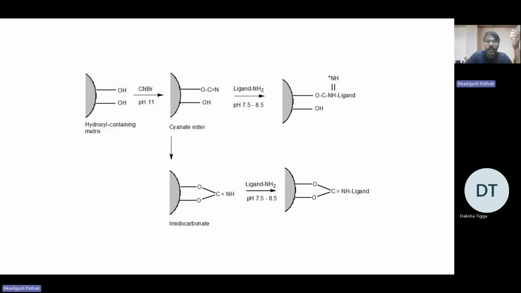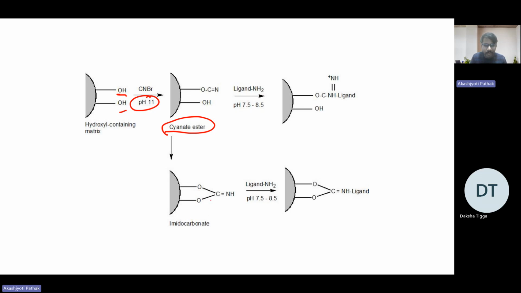Okay. So this is the reaction that takes place. You have free OH groups present on the polysaccharide matrix. These will react with cyanogen bromide at pH 11. At pH 11, the cyanate ester is formed. Then the cyanate ester will form the cyclic compound, imidocarbonate.